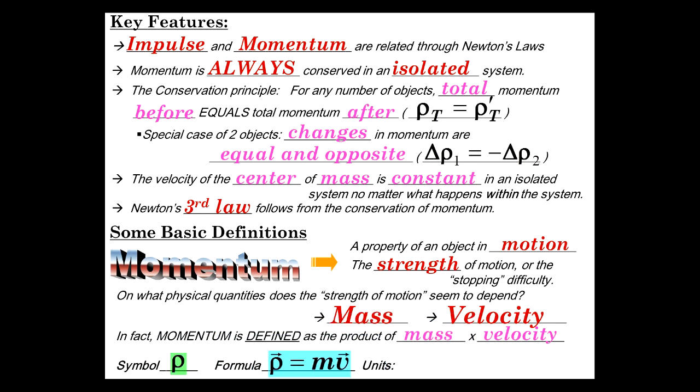So the symbol is rho, the formula is rho equals mv, and you will notice now that I put the hat or the arrow on top of the symbol to denote the vector nature of it. Units: mass is kilograms, velocity is meters per second, so kilogram meters per second. It doesn't have its own nice unit as some physical properties do, like energy, which is in joules. This doesn't have that, so there it is defined.